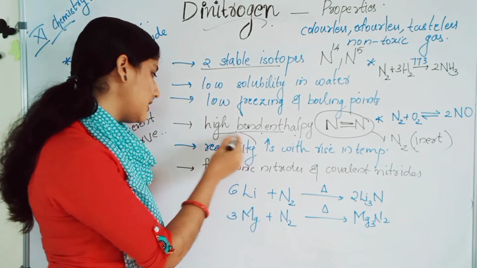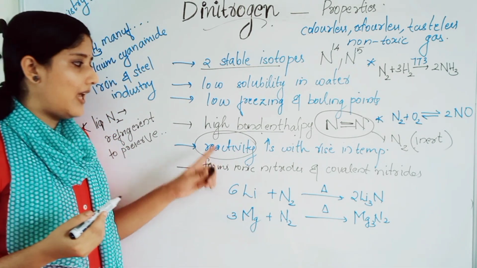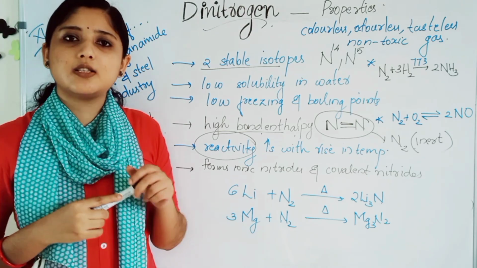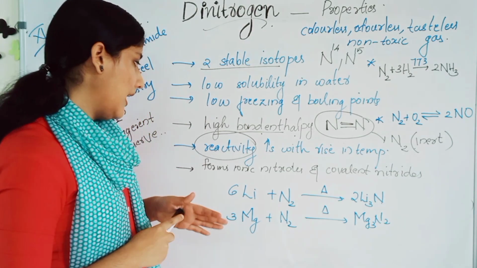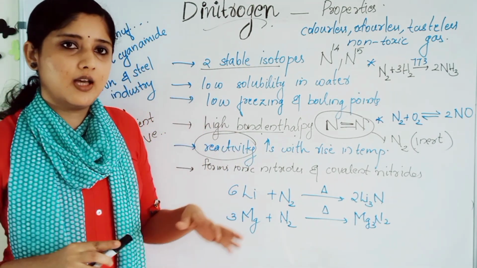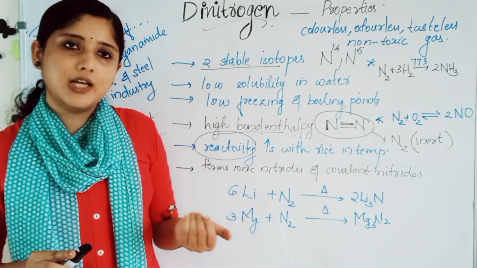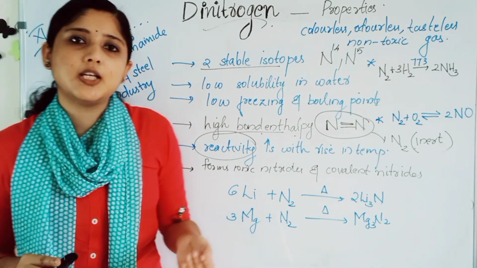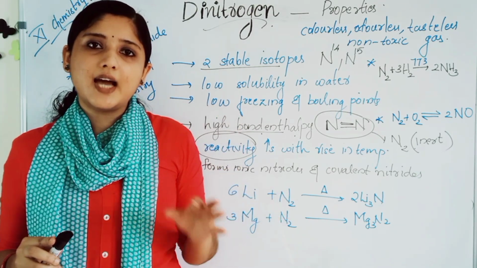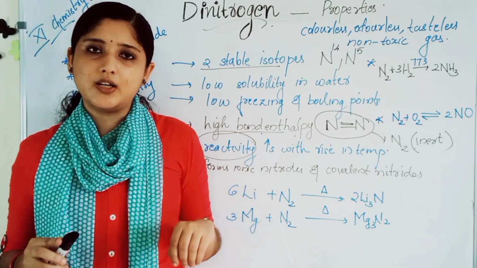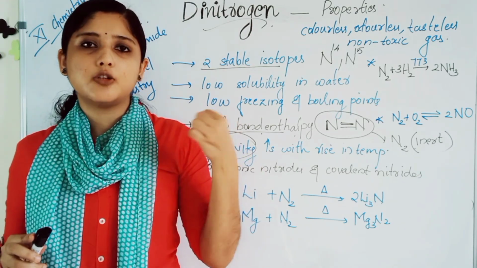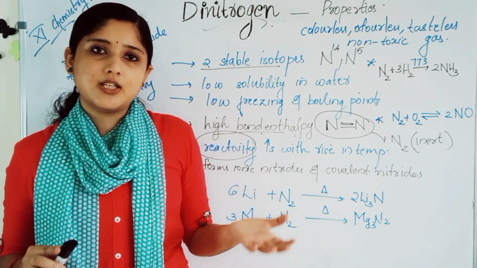The reactivity is the next property. Reactivity increases with the rise in temperature. As a result, it forms ionic nitrides and also covalent nitrides at higher temperature. It is usually inert in nature, but at higher temperature the reactivity of dinitrogen increases, and it forms ionic nitrides and covalent nitrides when it reacts with metals and non-metals.